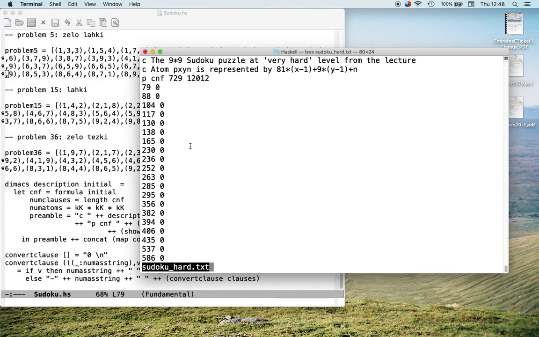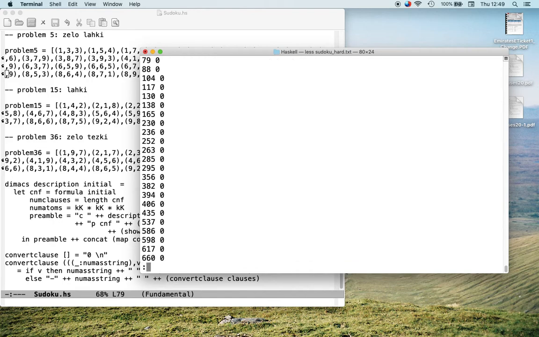So if we look down this, I'm going to scroll down. Here we're starting off with all the unit clauses. So variable 79 is true, variable 88 is true, variable 104 is true. This is going to give the DPLL algorithm a very good start, because we can start off by doing a lot of simplification with these 24 clauses. Anyway, if you scroll down, we have the unit clauses, and then we have the non-unit clauses.